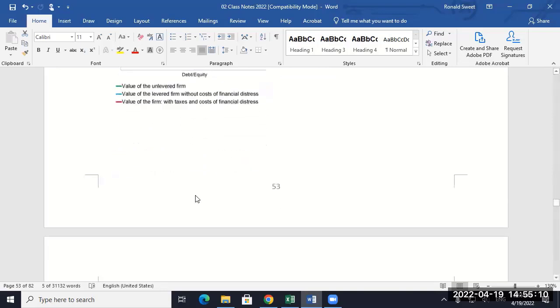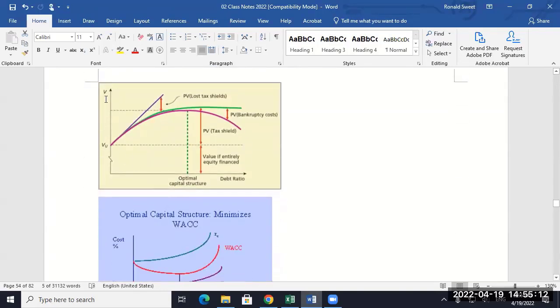All right, let me show you another version of the same chart. Here they use the word V for value. VU, what do you think that stands for? Not Virginia University. It's the value of the unlevered firm, and so there's a value of the levered firm. They have a straight line for the tax value. The purple is the value of the firm just with the increased value from the tax shield. Well, I'm not exactly sure what that purple line is.